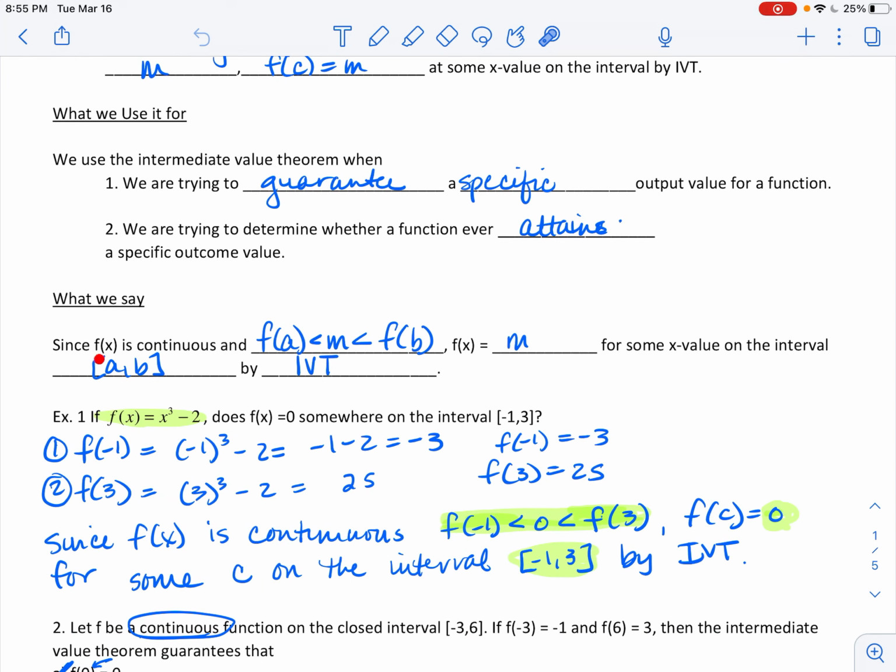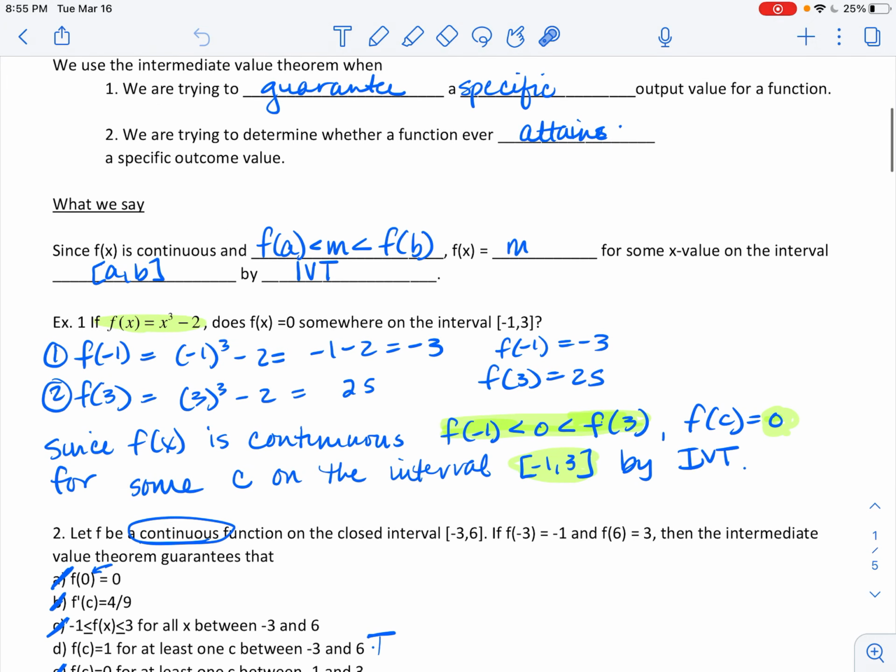What we say, well, since f of x is continuous, and you do need to say this, and f of a is less than m, which is less than f of b, then f of x is equal to m for some x value on the interval a to b by the IVT. And you can abbreviate with those letters.